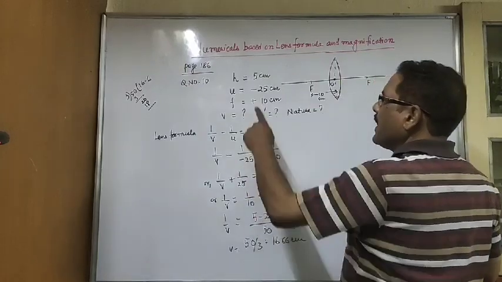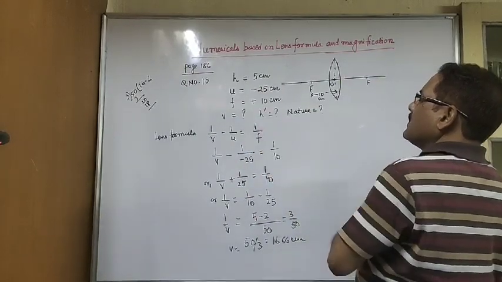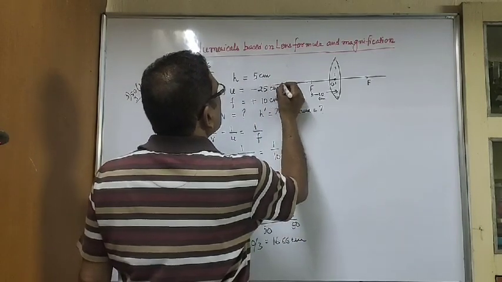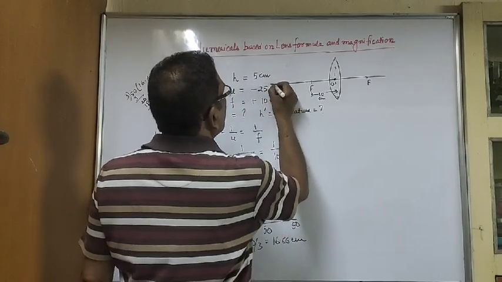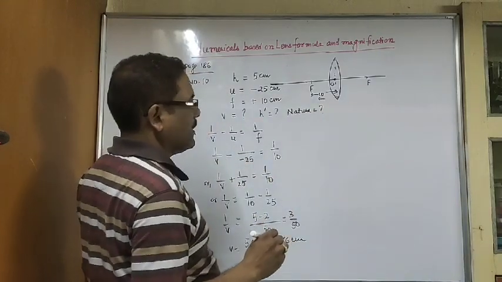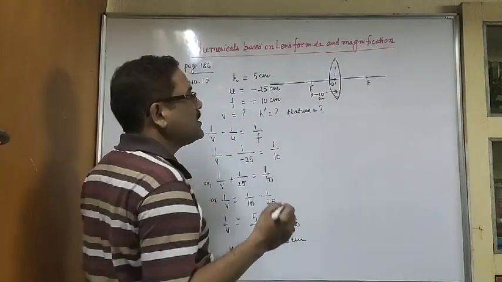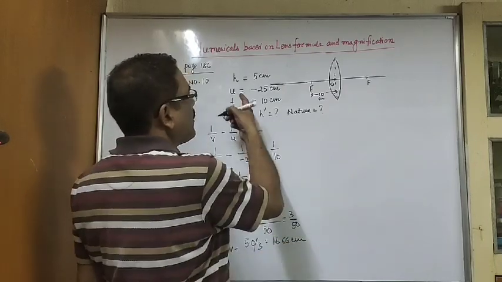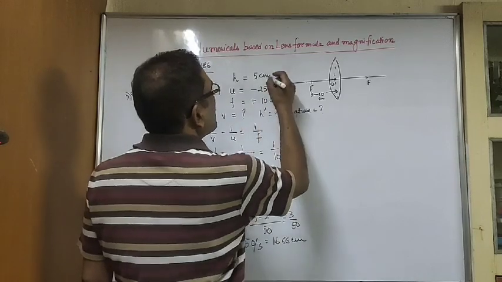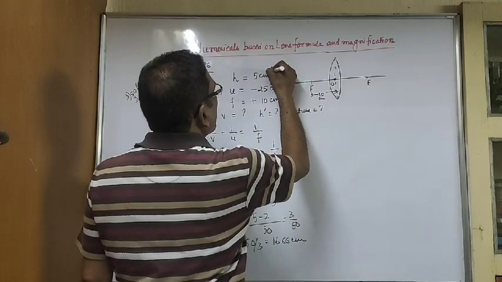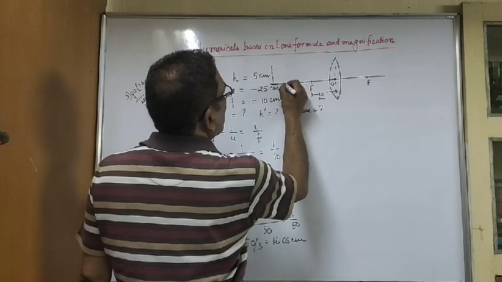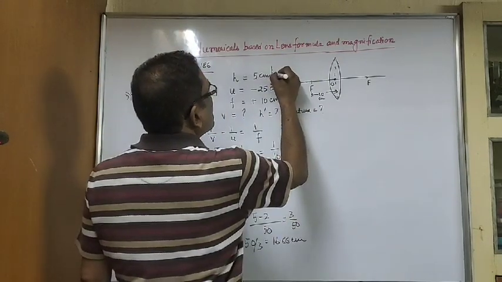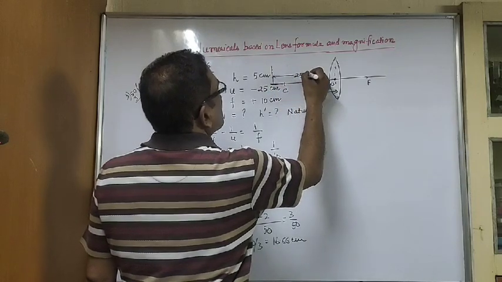Now object is placed at a distance of 25 centimeter. It means object is beyond center of curvature, because if focal length is 10, so center of curvature, it means 2f, is 20 centimeter and the object is placed at 25 centimeter. So object is somewhere here, and here you can mark C. Suppose this distance is 25 centimeter.